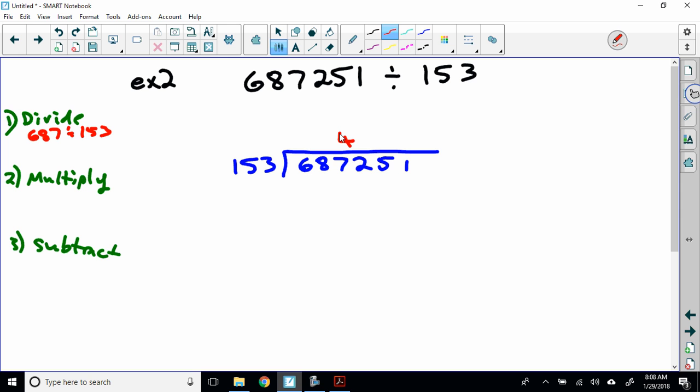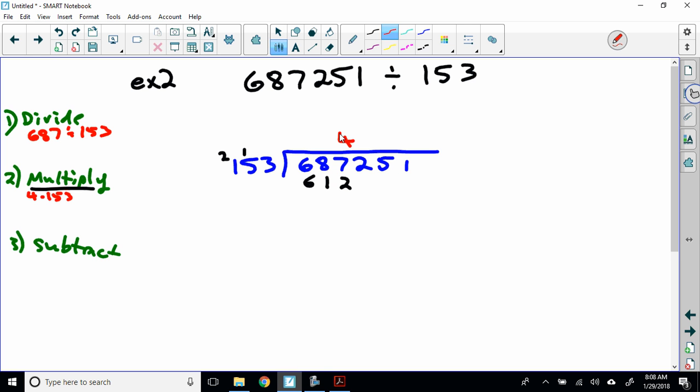Well, now we're on to our second step. Now we're going to go ahead and multiply that. So you've got to remember how to multiply to be able to divide. 4 times 3 is 12. Carry a 1. 4 times 5 is 20. With the 1 carried, that's 21. And then carry the 2. 4 times 1 is 4 with the 2 carried, that's a 6. Okay, so we divided, we multiplied. In this case, what we multiplied was 4 by 153.